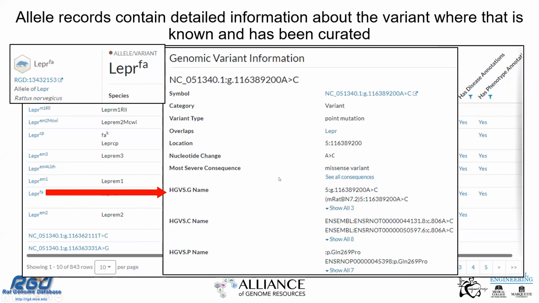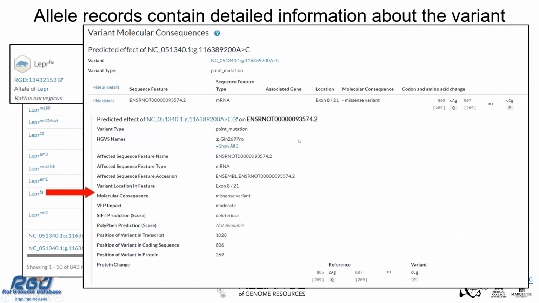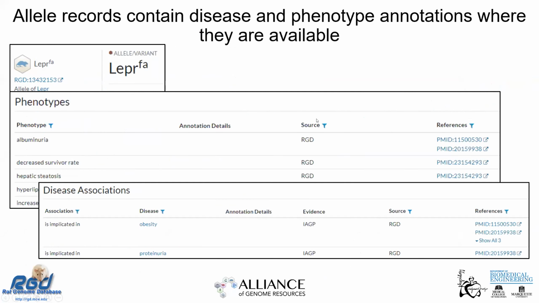Okay, lots of information. Variant molecular consequences have been predicted. So we've got the amino acid change, you've got the codon, and then the amino acid for both the reference and the variant. The allele records contain disease and phenotype annotations where they're available.